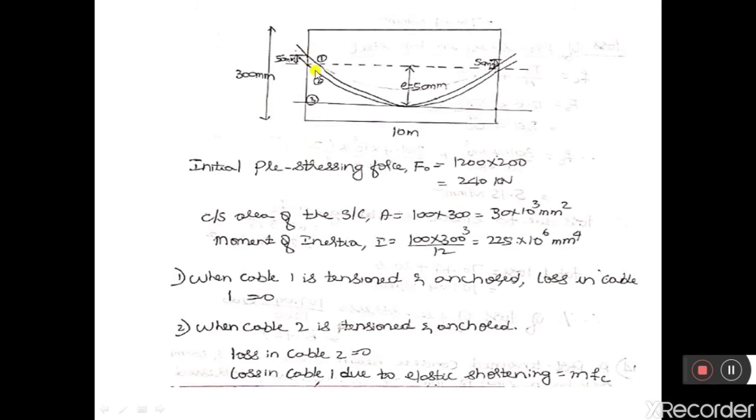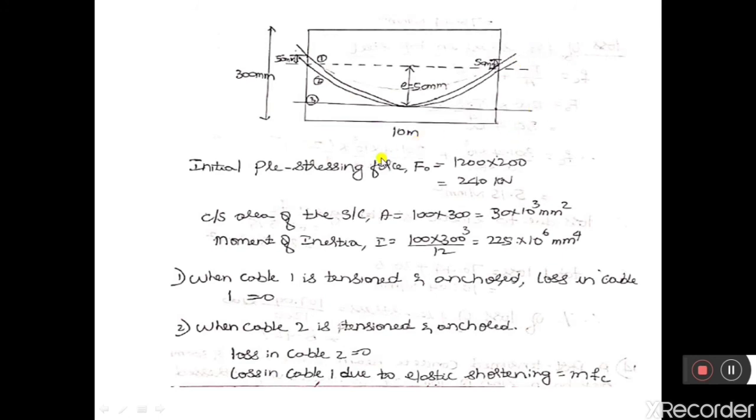Now coming to the second cable. The second cable has 0 eccentricity at the support, and at the midspan it has an eccentricity of 50 mm below the centroidal axis. So this is cable 2, a parabolic cable with 0 eccentricity at either support and 50 mm eccentricity at the midspan. And this is cable 3, which has a constant eccentricity of 50 mm below the centroidal axis. We should calculate the percentage of losses of prestress when cable 1 is pulled, when cable 2 is pulled, and when cable 3 is pulled.